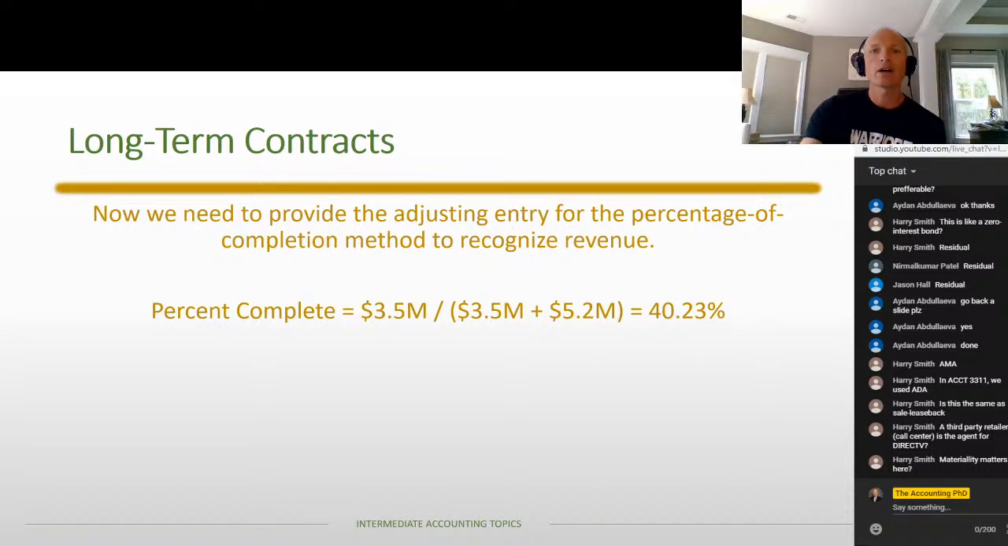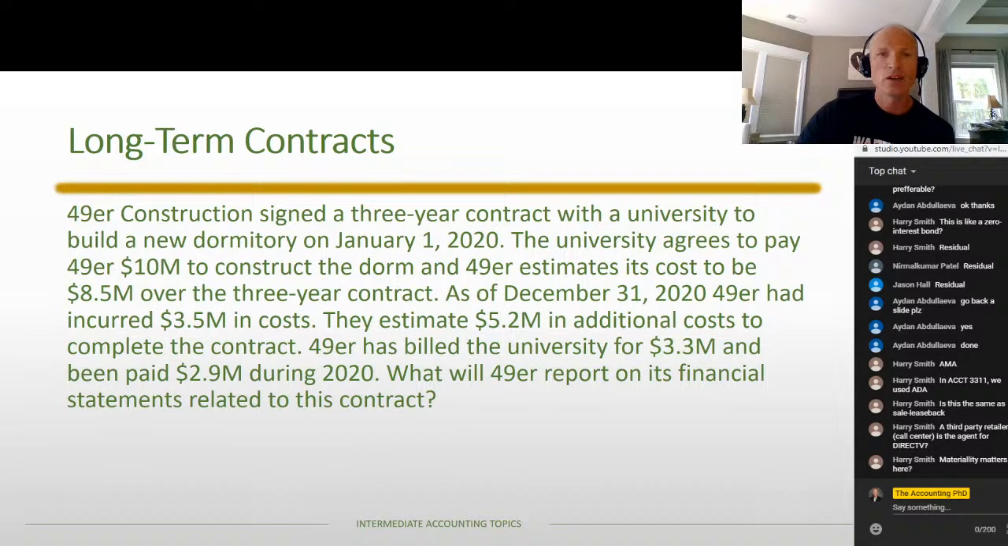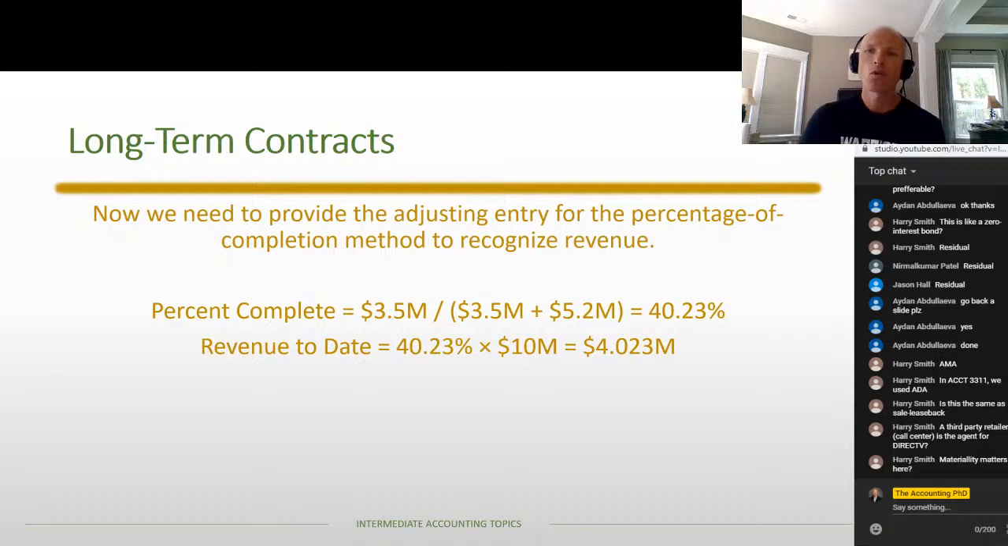So first of all, let's figure out the percent complete in that year. The percent complete in 2020: the total costs incurred is given as $3.5 million, and then they estimate the total remaining costs to be $5.2 million. And so the percentage of completion based on costs is 40.23%. That means I can recognize 40.23% of the revenue that's part of this job. So I can recognize $4.023 million.